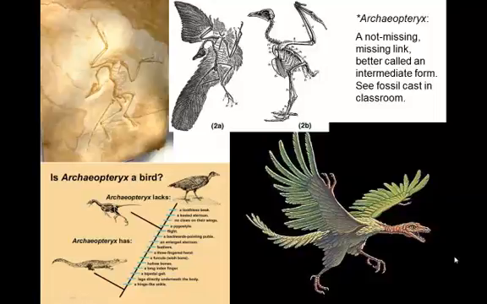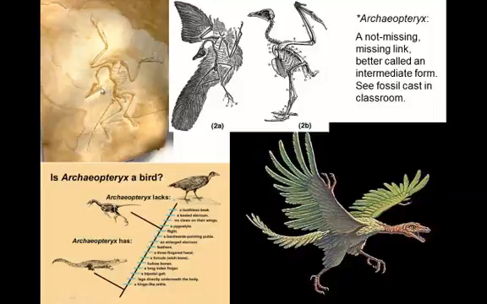The slide you see before you shows the fossil form Archaeopteryx. Now Archaeopteryx, here's the name right up here in the upper right corner, actually means ancient wing, and this is a form that is intermediate between reptiles and birds. So a not missing link. Of course, the term missing link is not used by scientists; it's better to call it an intermediate form. And we actually have a fossil cast that looks very much like this.